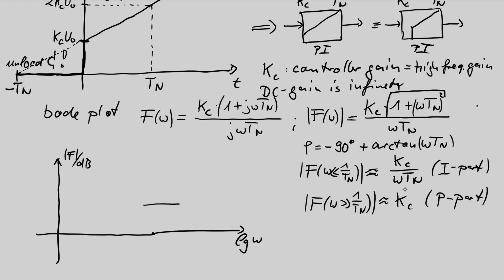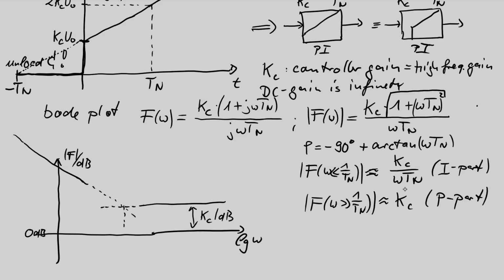So we indicate this with a horizontal line for high frequencies. Note that this is the 0 dB line, and the distance of this line from it is Kc in dB. Then we have an integrating part for low frequencies, and in the range where these both approximations are not valid, we indicate this with dotted asymptotical curves.